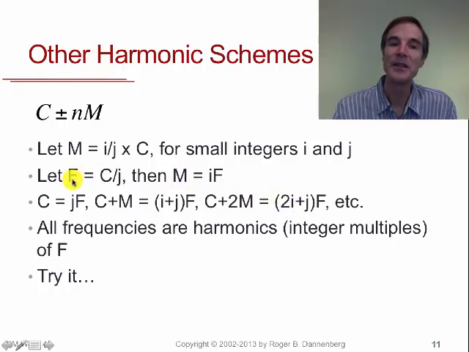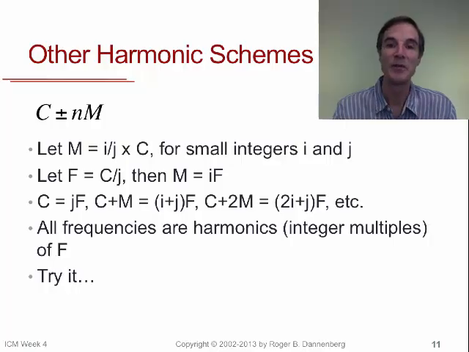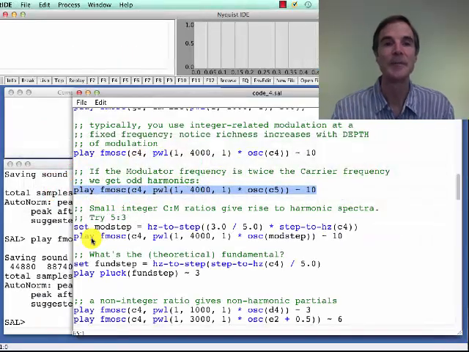So that essentially means that all the frequencies we generate are multiples of F, where F is C over J. I and J are, again, small integers. So any combination of small integers will give us harmonics of some fundamental frequency. So let's look at an example of that.